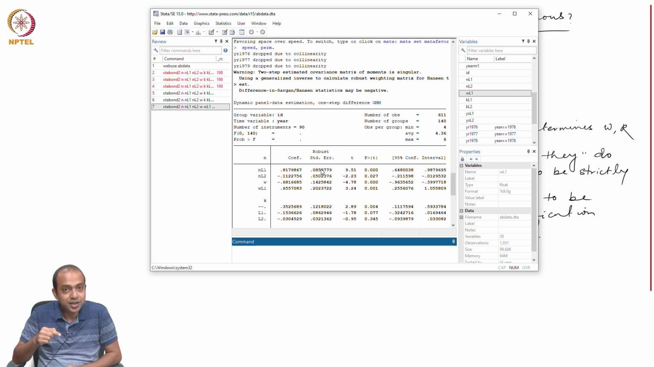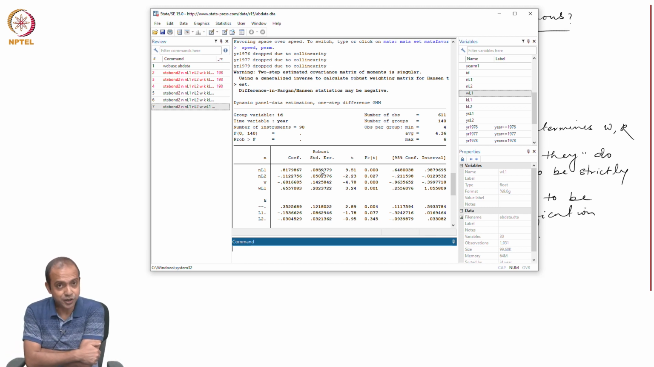But once we check the specification properly, then even within the difference GMM, see, our estimate is now 0.81, which is lying well within the interval of 0.74 and 1.04. So, how did this happen? Difference GMM improved the quality of the estimates because we checked for misspecification. Probably earlier we were assuming that wage rate and capital are exogenous. The moment we change them to endogenous, then our model performed much better than what it was doing earlier.